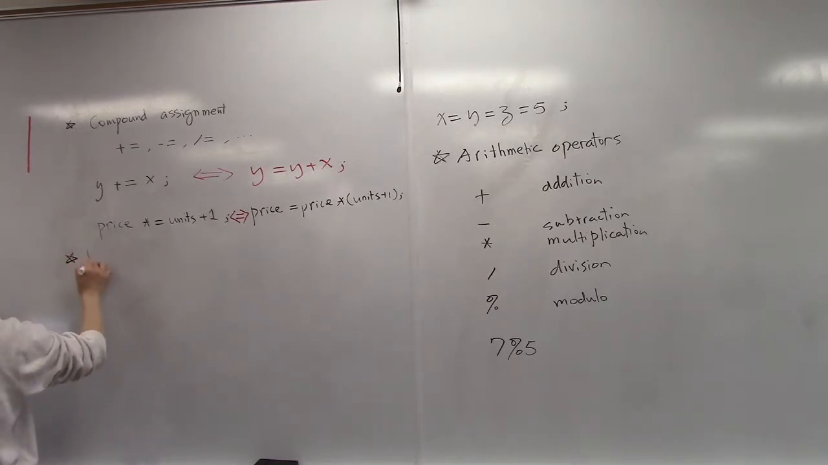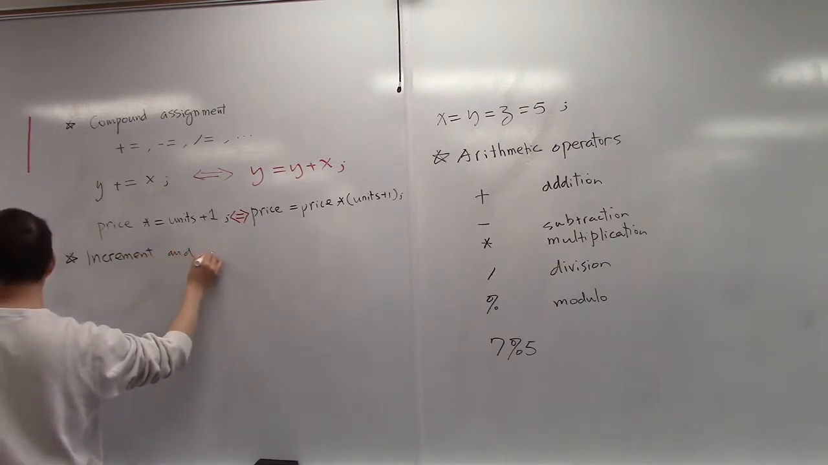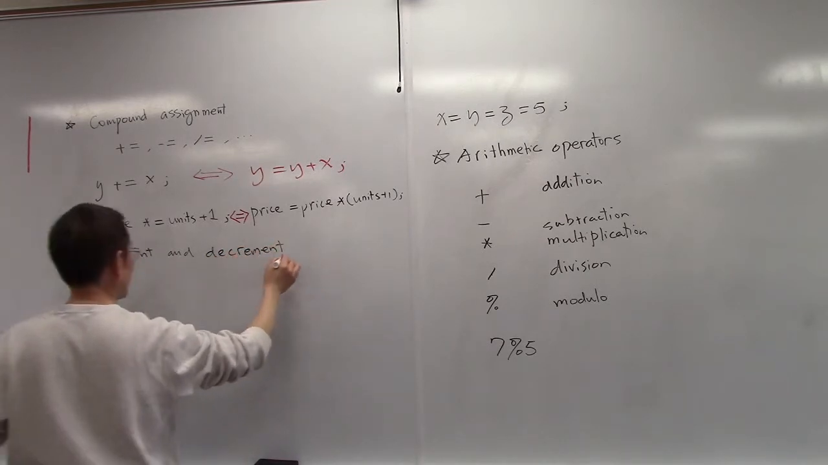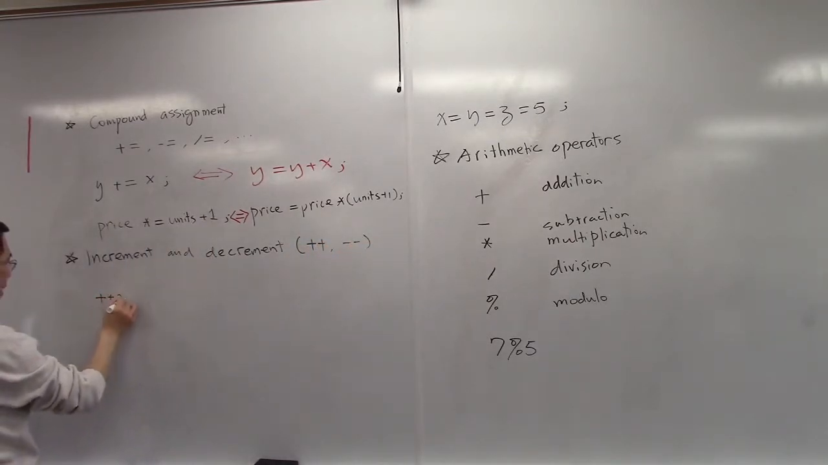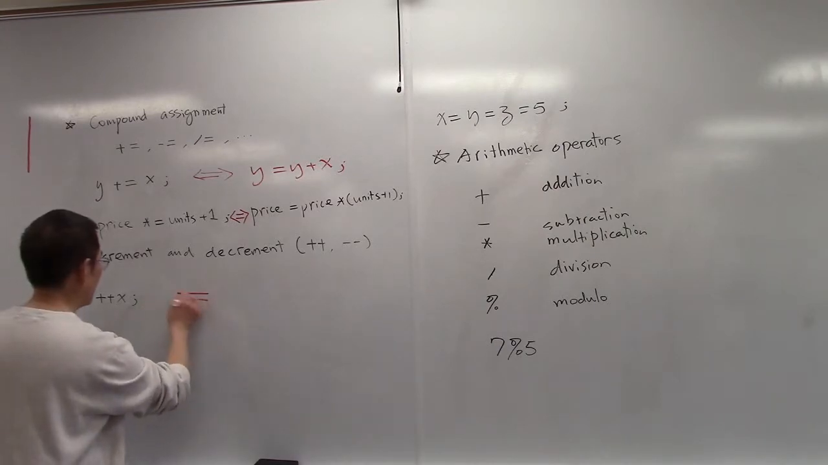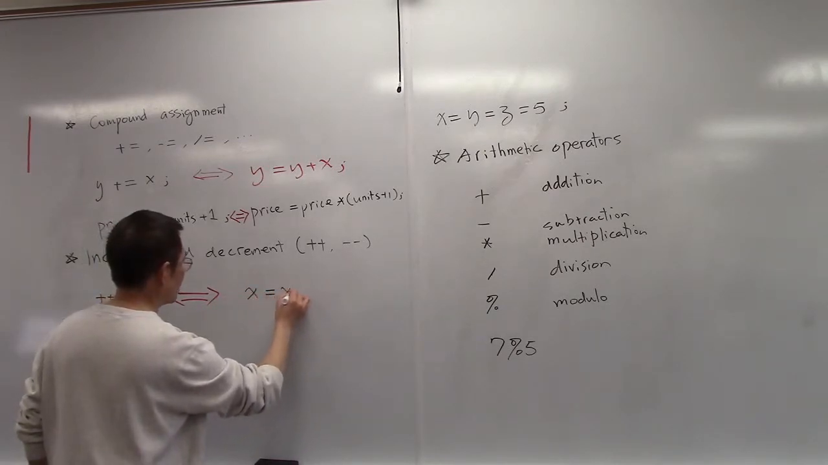there's another one called increment, and decrement operator. One is plus plus, one is minus minus. Okay. All right, plus plus x. If you write this statement, this is valid in C. What it means, you will increment the value of x by 1. So this is totally equivalent to x is equal to x plus 1.